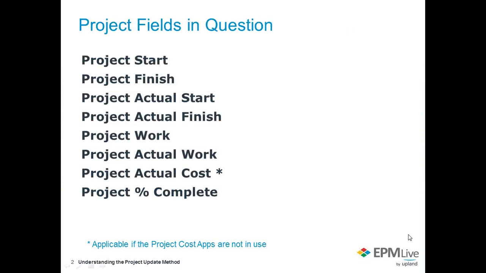So this webinar today is to help explain how data gets populated into these 8 fields: the project start, project finish, project actual start, project actual finish, project work, project actual work, project actual cost, and project percent complete. The decision on which project update method you choose will also affect your SSR reports that you create. We'll look at that.